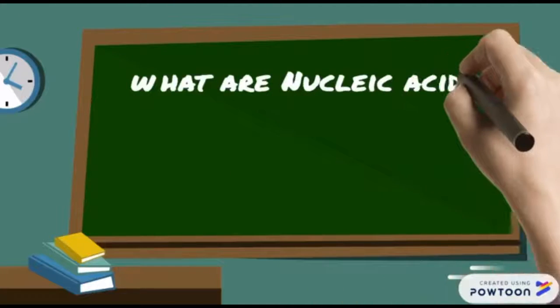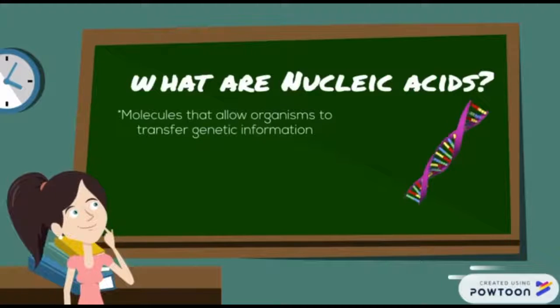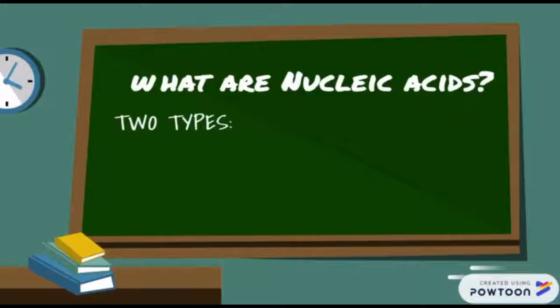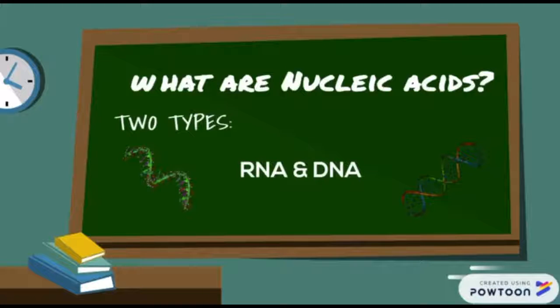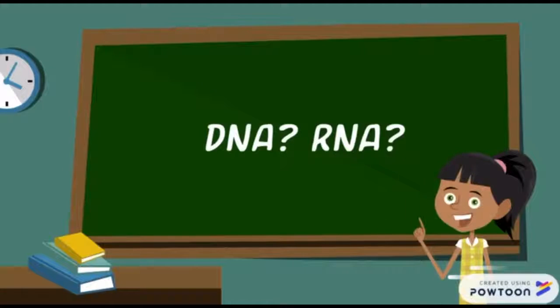What are nucleic acids? They are molecules that allow organisms to transfer genetic information from one generation to the next. There are two types of nucleic acids: deoxyribonucleic acid, better known as DNA, and ribonucleic acid, also called RNA. Now, what is DNA and RNA?